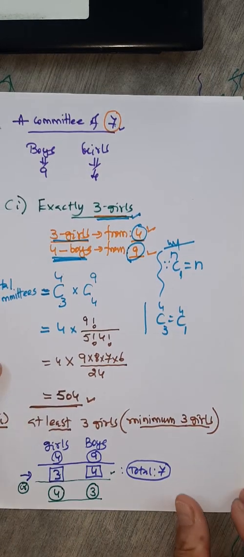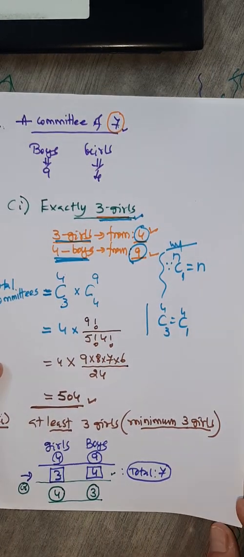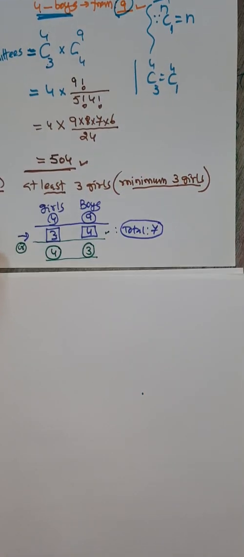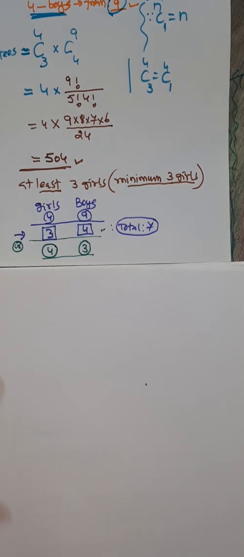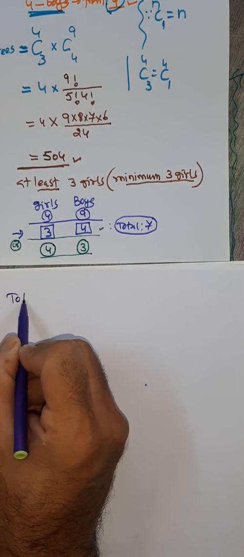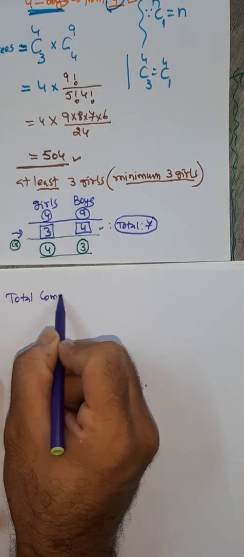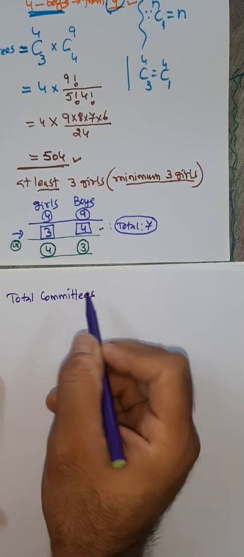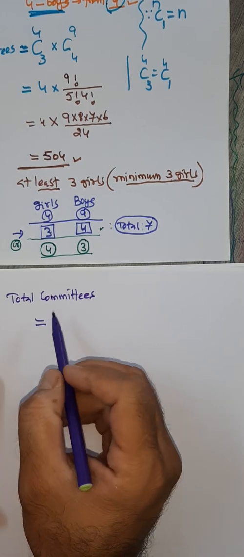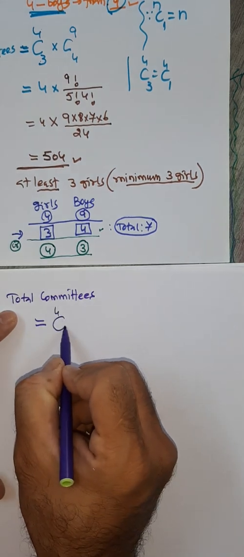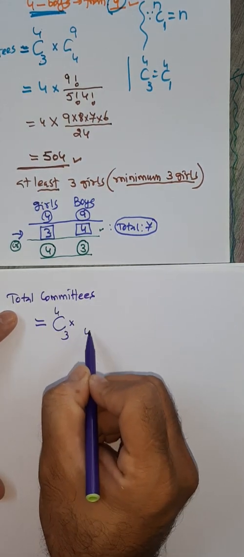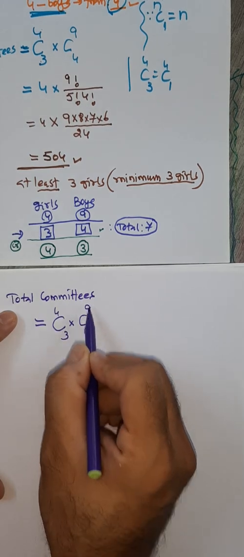Now how do I write this? You see, let me just write here. Total committees, or total ways of doing this, you can use both terminologies, remember, equals 3 girls from 4, 4C3, and 4 boys from which? From 9. 4 boys from 9.